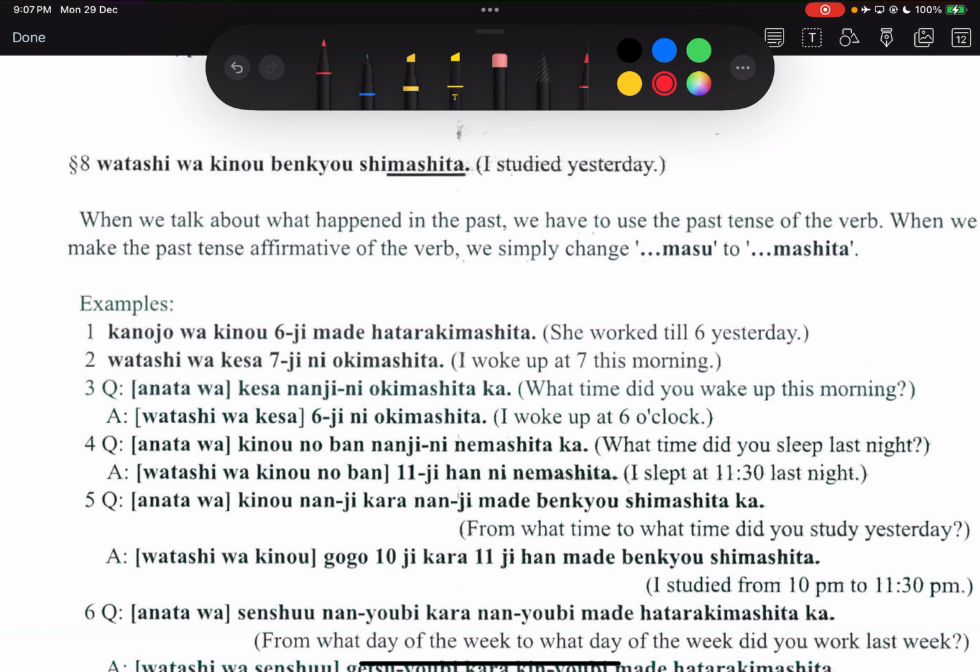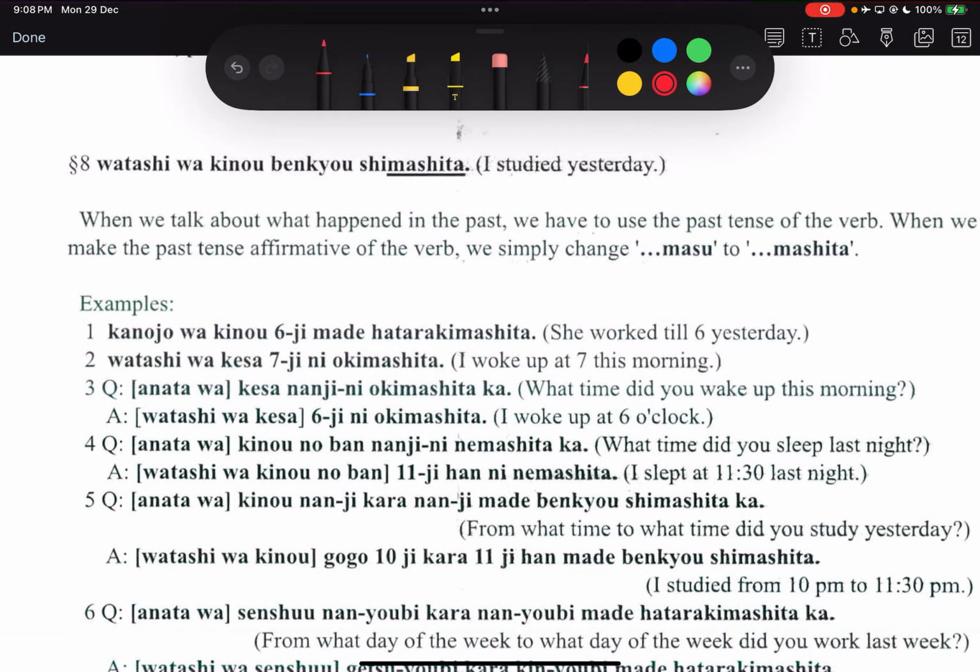Okay, so let's look at example number 1. 彼女は昨日6時まで働きました. So how do we know when to use past tense? We look at the word 昨日. 昨日 means yesterday, right? So that means the entire thing happened yesterday, so it must be written in past tense. So 昨日6時まで, right? Until 6 o'clock, 働きました. Right? She worked.